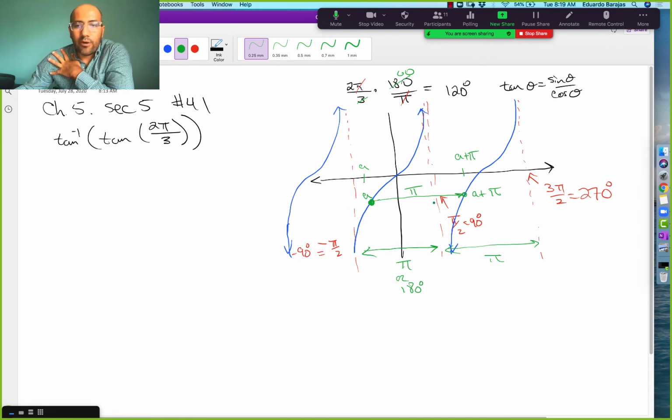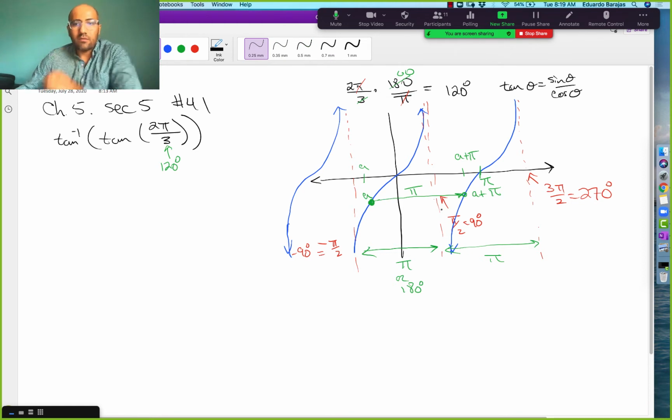The reason I point that out is because we're working with 120 degrees. This guy is 120 degrees, so that means you're over here. If this was 0, then this guy right here is going to be 0 plus pi, which is pi, or 180 degrees. 120 is going to be somewhere around here. Does that make sense? Yeah. Good, good, good.